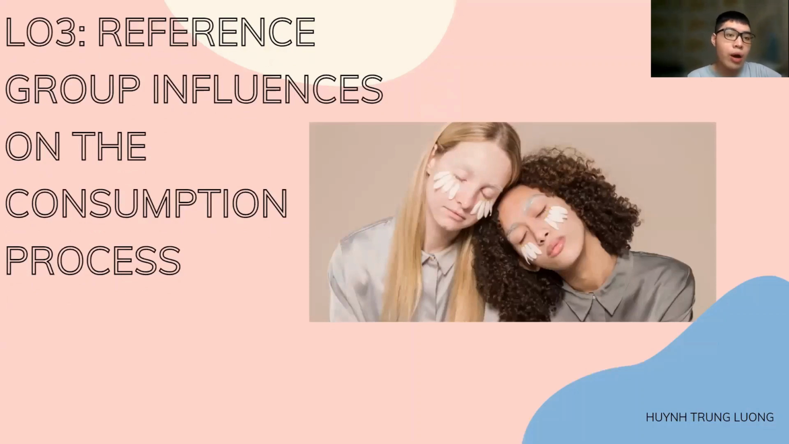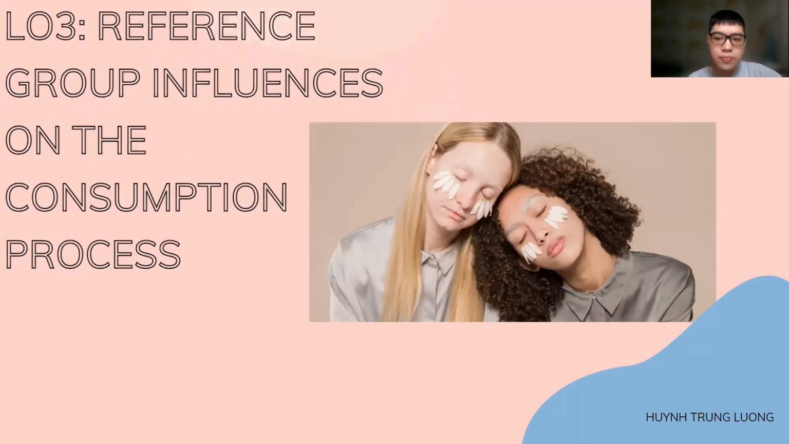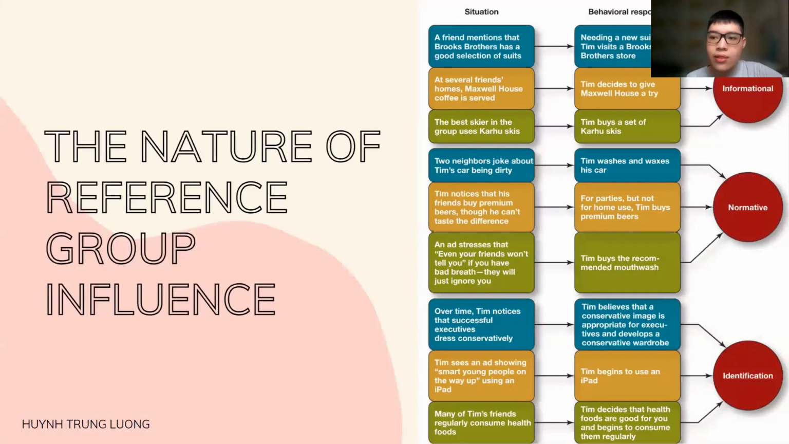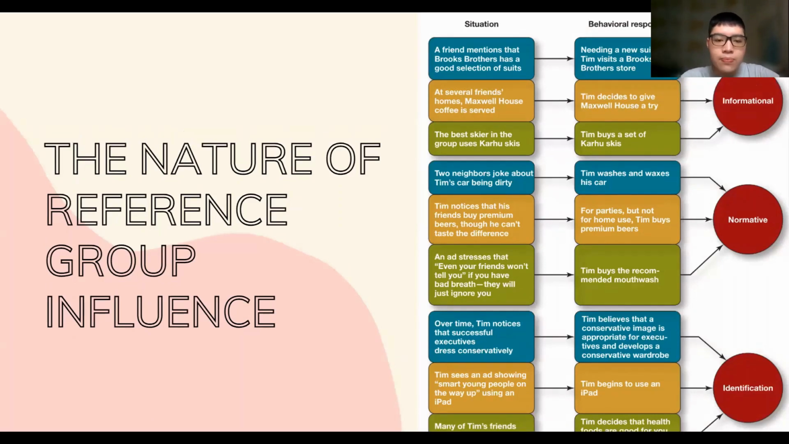Following up, we will move to learning objective 3 about the reference groups' influences on the consumption process. And as you can see in this figure, there are 3 types of basic influences between groups. The first one is informational influence, which occurs when an individual uses the behaviors and opinions of reference group members as potentially useful bits of information.